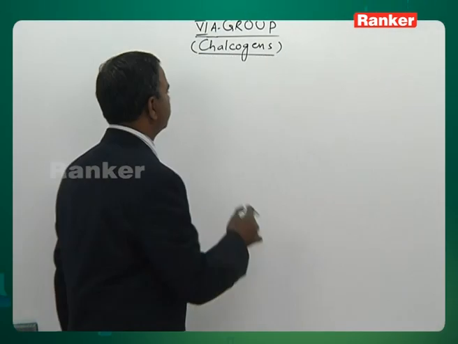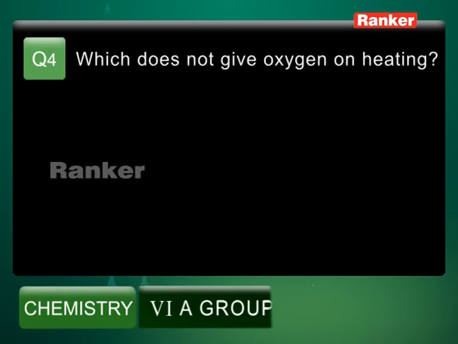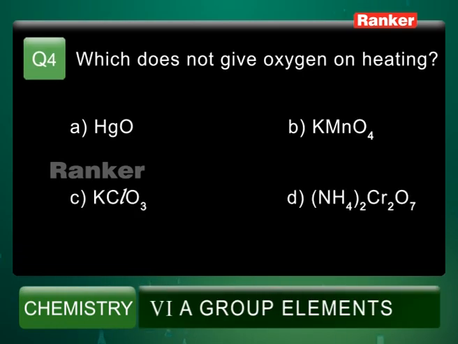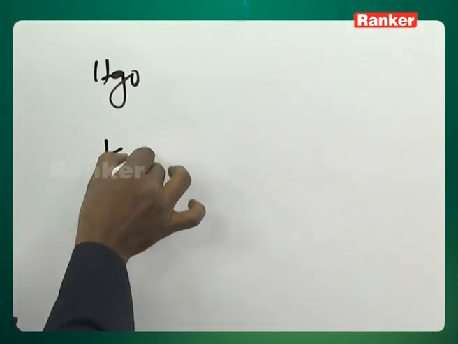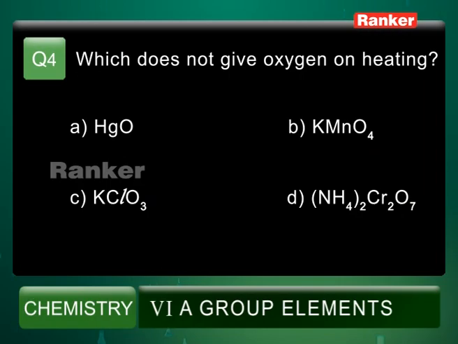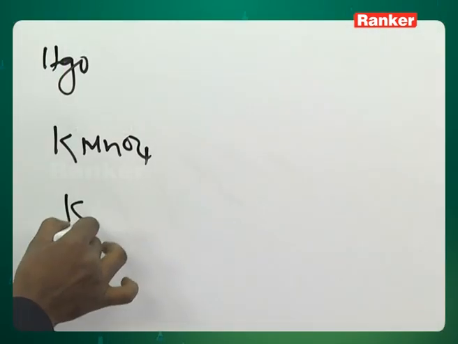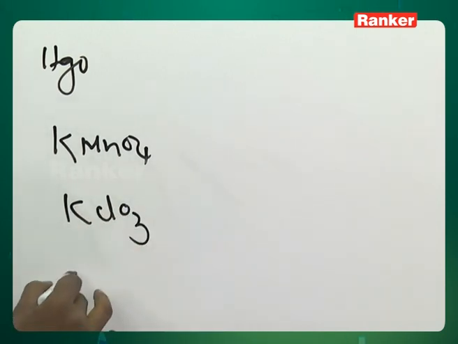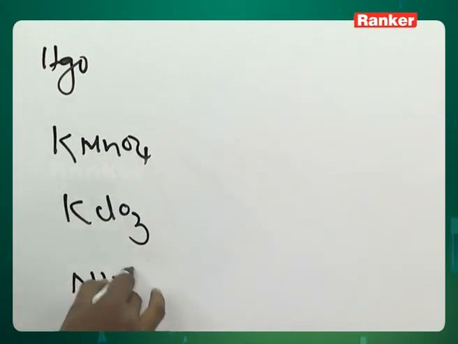Question number 4, which does not give oxygen on heating. Option A is given as HgO, second one KMnO4, third one KClO3, and ammonium dichromate is given.